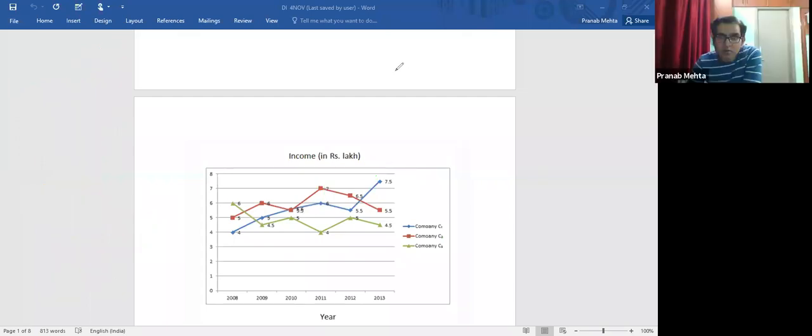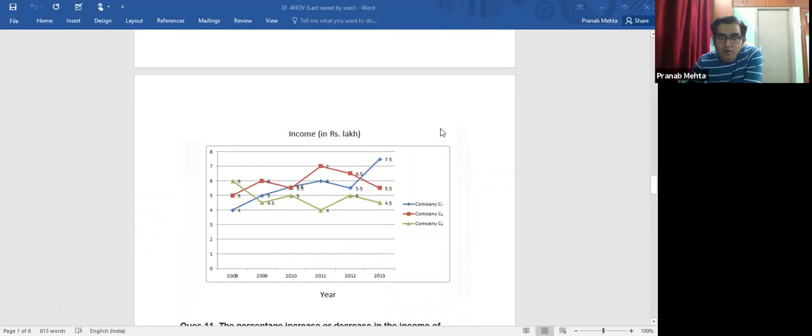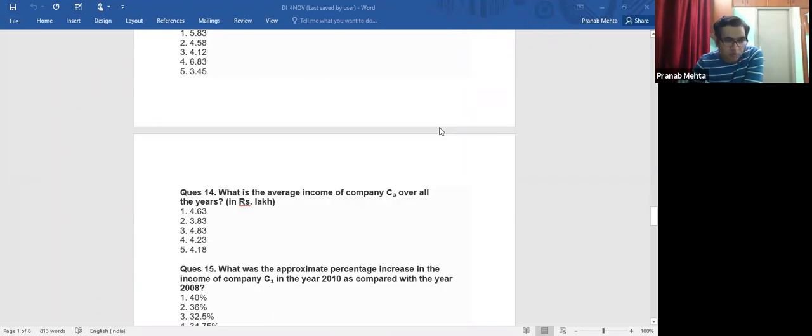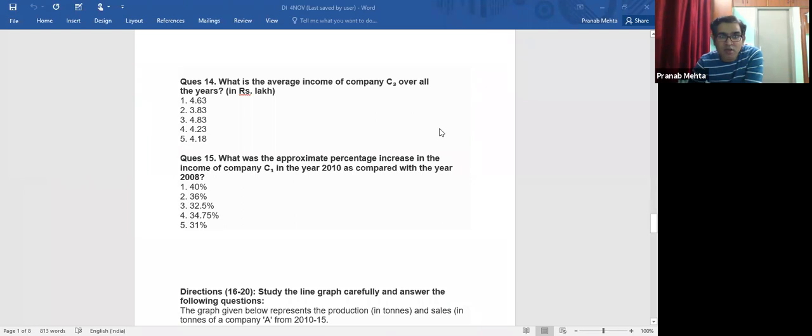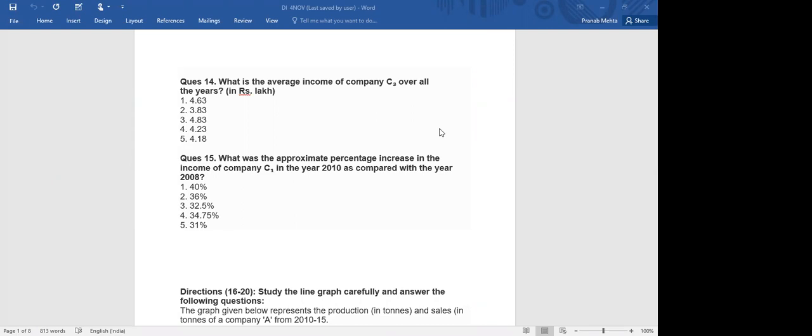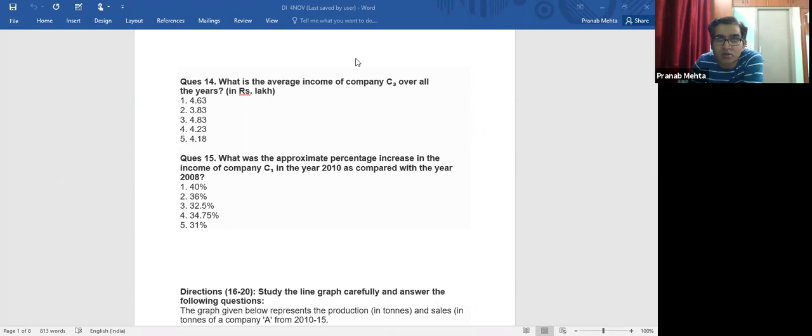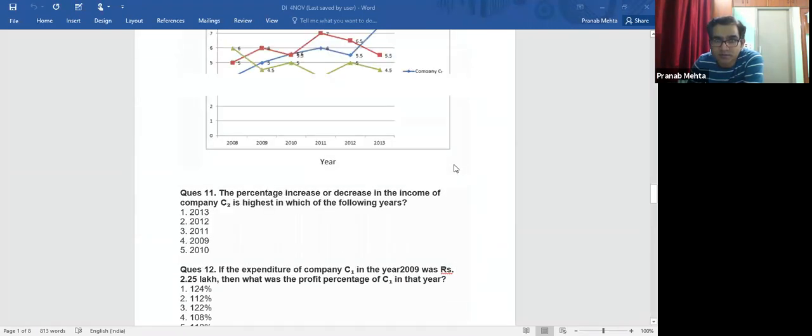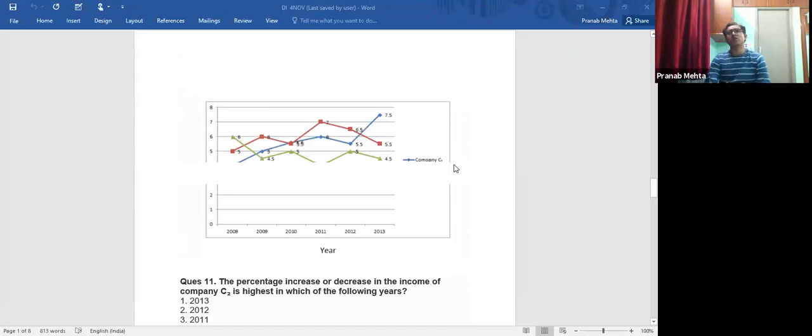Clear all drawing. Let us go to the next question. Question number 14. What is the average income of company C3 over all the year? This is easy. So we want the C3 average income. And remember, we are talking about average income of C3 in all the year.